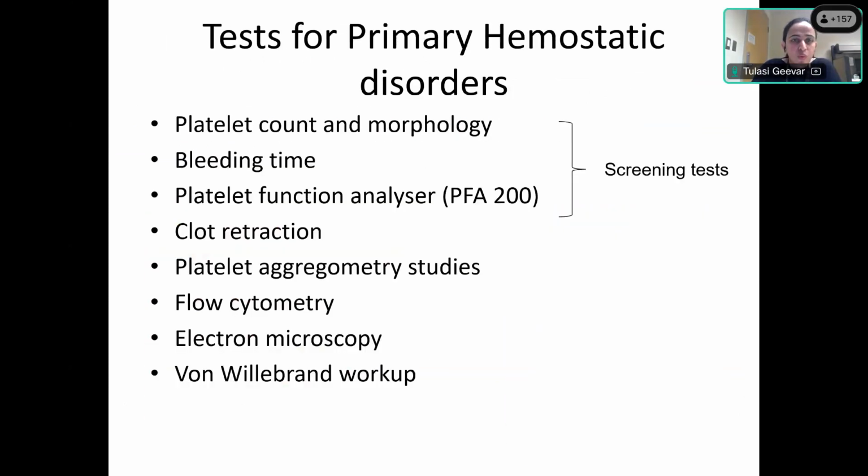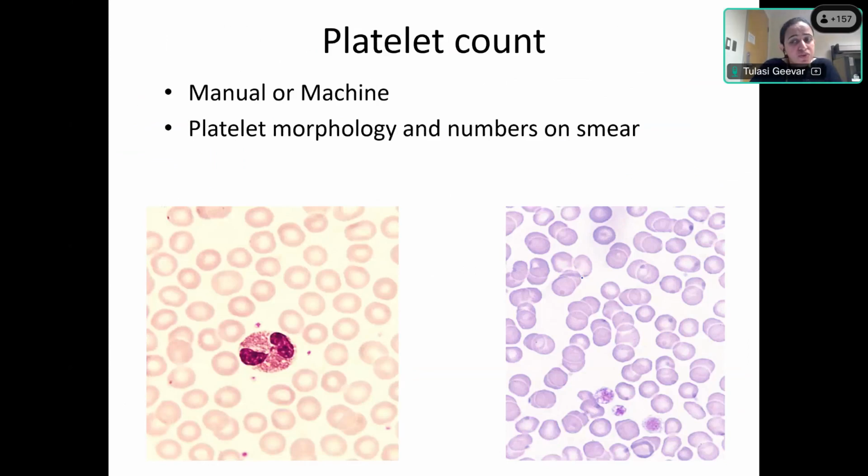von Willebrand workup. Now, it is important to look at the platelet counts and the platelet morphology because in platelet function disorders like Bernard-Soulier syndrome, you can see giant platelets with thrombocytopenia. So yes, pay attention to the platelet morphology also.